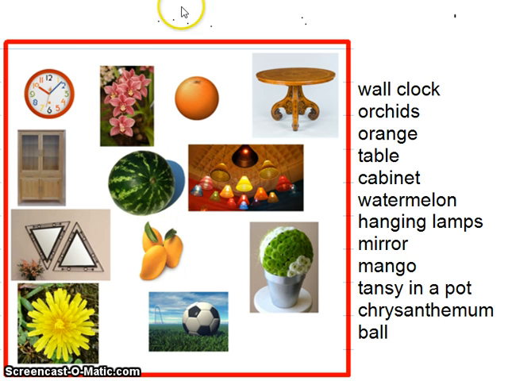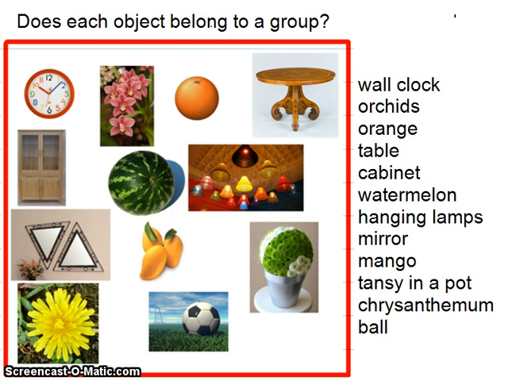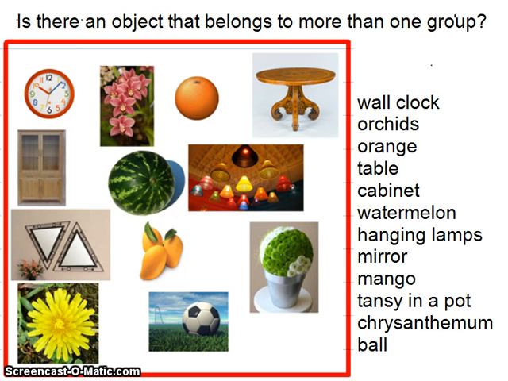Here are objects, namely wall clock, orchid, orange, table, cabinet, watermelon, hanging lamps, mirror, mango, tansy in a pot, chrysanthemum, and a ball. I want you to create a well-defined group from these objects according to their common characteristics. How many groups are there? Does each object belong to a group? Is there an object that belongs to more than one group?